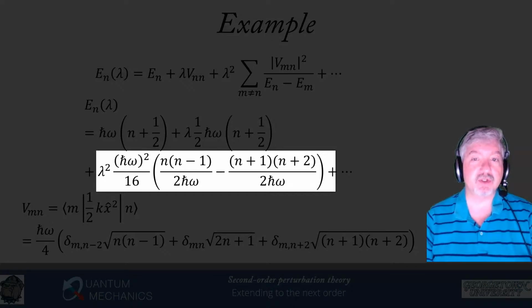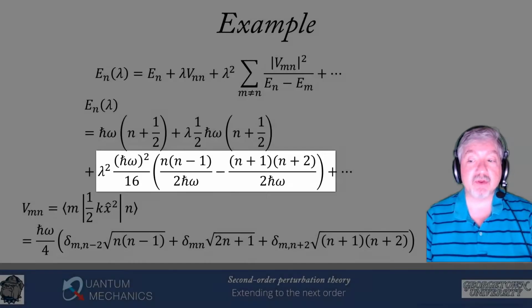These are the two contributions. I get a h bar omega over 16 squared. That's because the VMN had a prefactor of h bar omega over 4. And then I have the square of the VMN, so I'm going to get the square of that square root, which is n times n minus 1. And then I have to look at the energy difference. In this case, the energy difference is going to be 2h bar omega. And then I'm going to have an n plus 1 times an n plus 2 when I square that square root. And now the energy difference is equal to minus 2h bar omega. So I'm going to get a minus sign in that contribution.